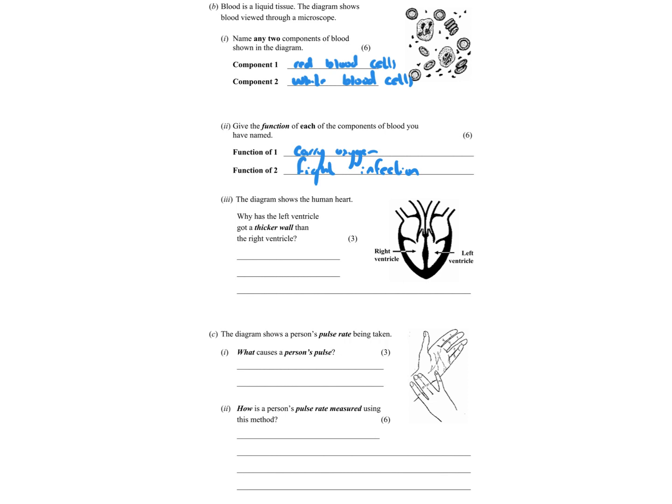The diagram shows the human heart. Why has the left ventricle got a thicker wall than the right ventricle? So the left ventricle has to pump the blood a much further distance. So it's thicker to allow this to happen.